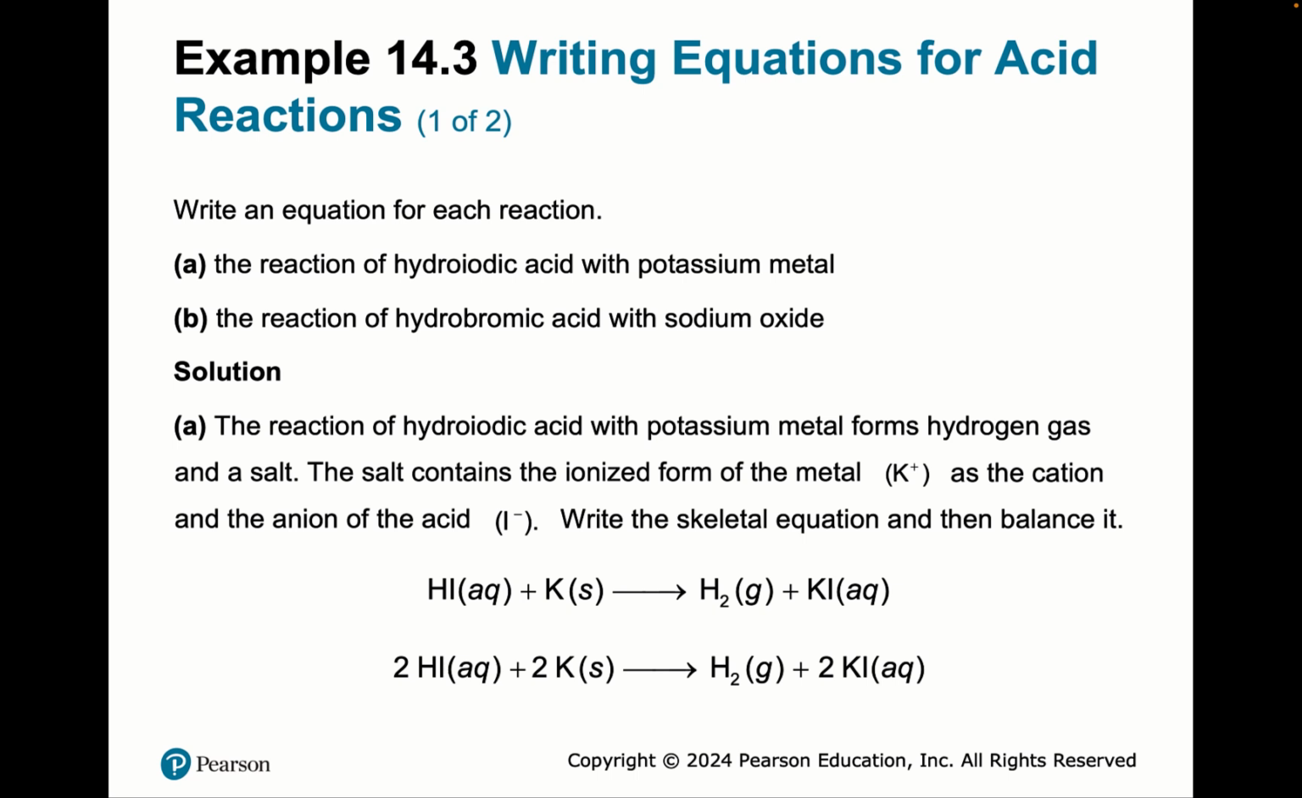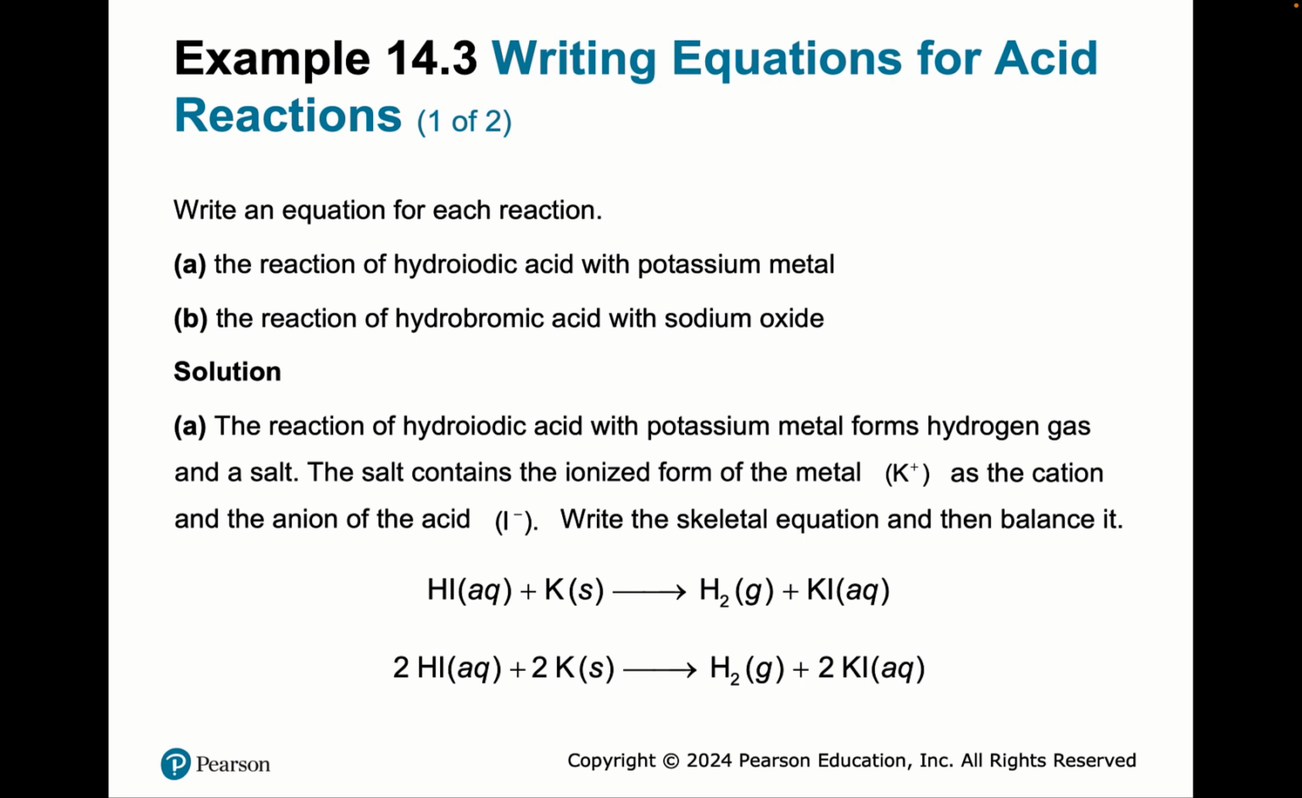If you remember the activity series, well, we haven't gotten there yet, I guess. The activity series, when we talk about oxidation: the noble metals, things like gold, don't react with acid, but most metals do react with acid to form hydrogen. So start with this one. Hydroiodic acid, or HI aqueous, plus potassium K metal makes hydrogen gas, and then the potassium iodide salt.